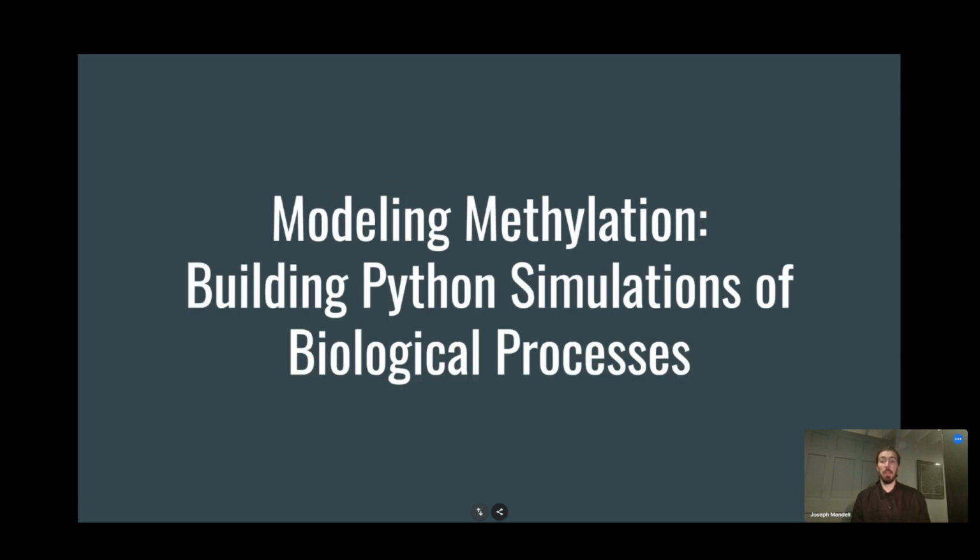So this presentation is about modeling methylation. But to understand that, first we're going to examine what methylation is. Then we're going to look at how Python simulations can help us understand it. Finally, we'll see what relevance these findings have for other researchers.